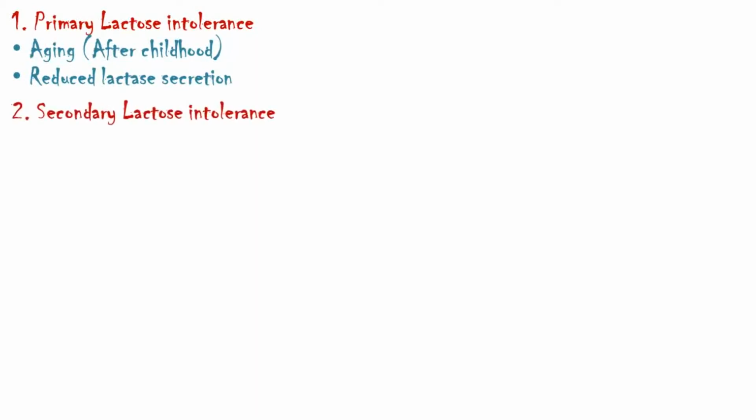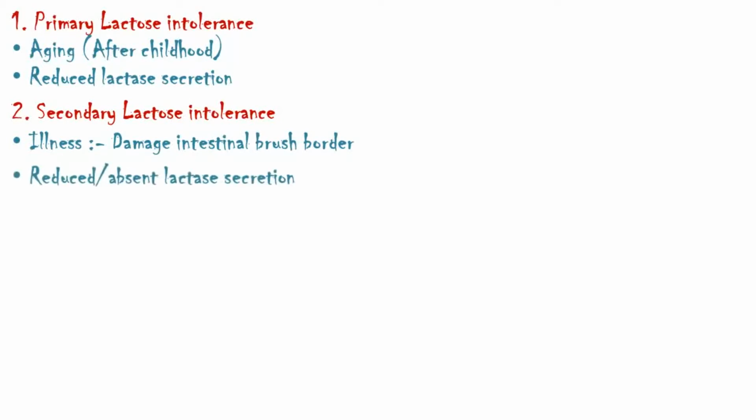Secondary lactose intolerance occurs due to an illness which causes damage to the intestinal brush border. Lactase secretion reduces, and sometimes there may be no secretion at all. Some common examples for these illnesses are diabetic gastropathy, carcinoid syndrome, gastrinoma, and kwashiorkor.